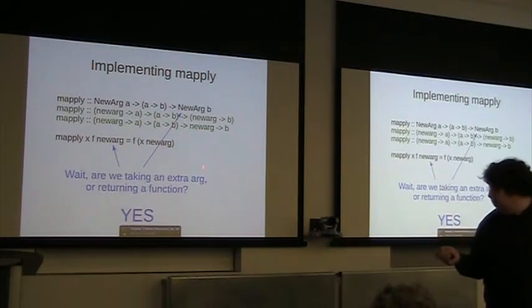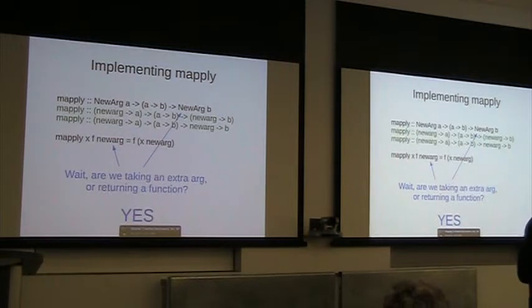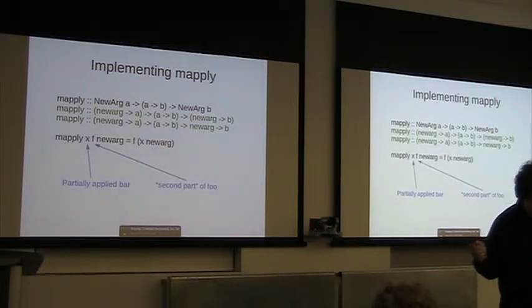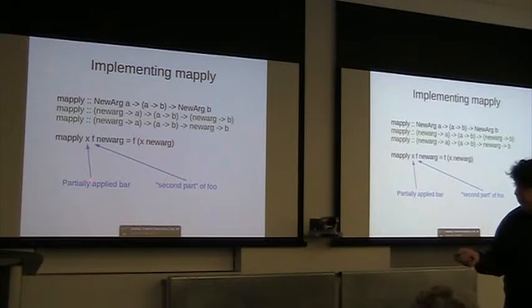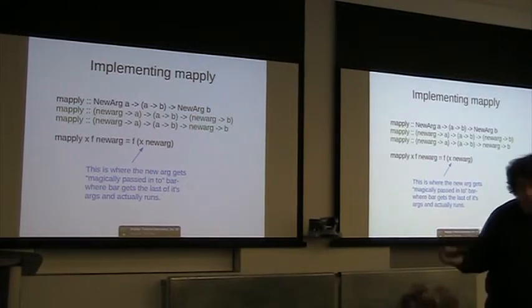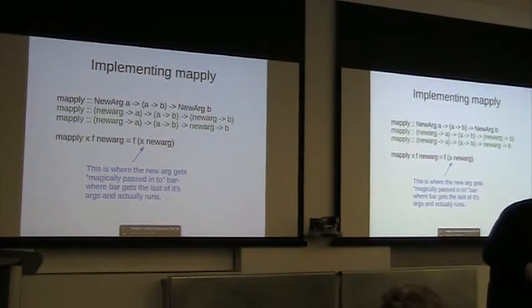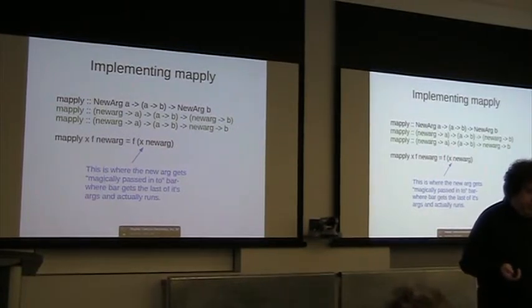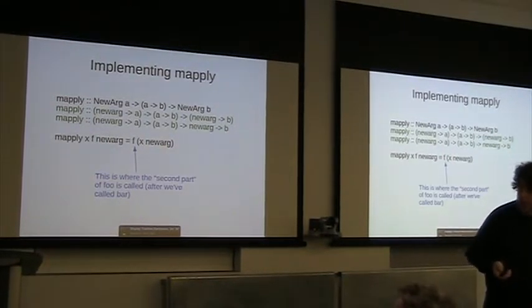So one important thing I've already pointed out: are we taking an extra argument or are we returning a function? Yes, it doesn't make a difference. We'll happily switch back and forth between them and everything will simply work correctly. So I've already gone through this: this is the partially applied bar, this is the second part of foo. So isn't adding an extra R what you're trying to avoid? Yes, but this allows me to do it automatically. So now that I have my magic apply and my new arg A, I can just return a new arg A instead of an A. So this is where new arg gets magically passed into bar.